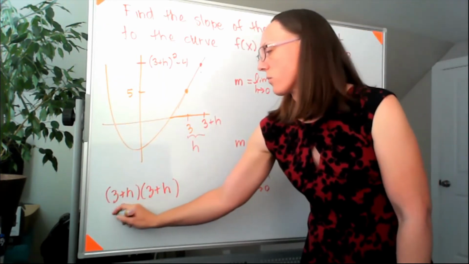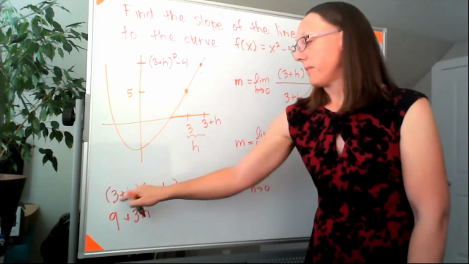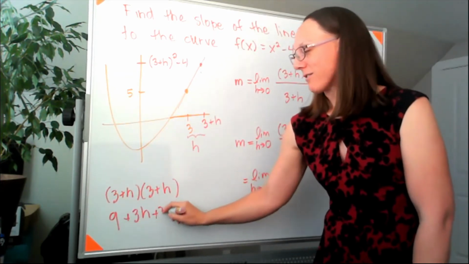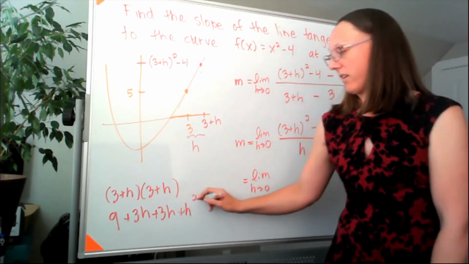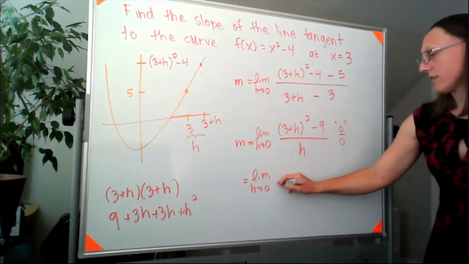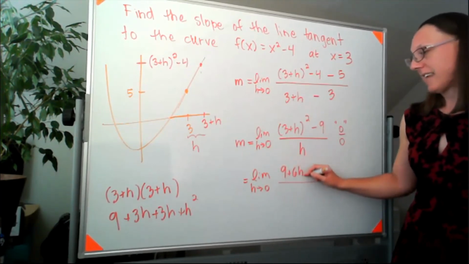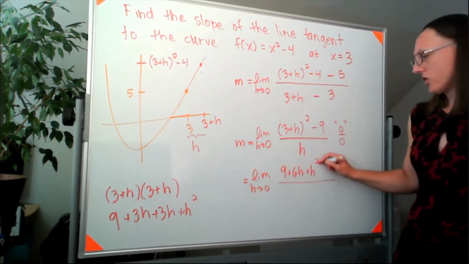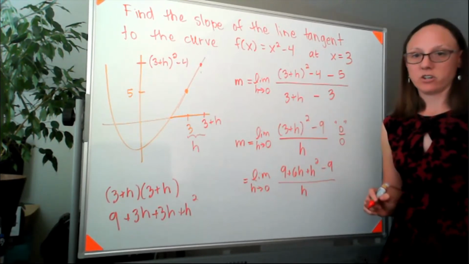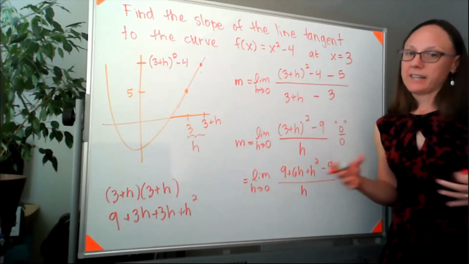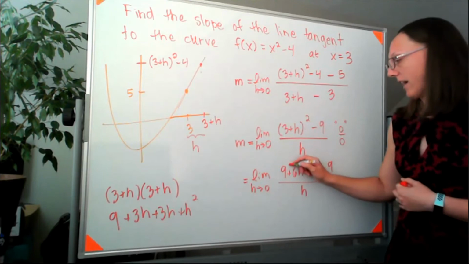So 3 times 3 will give me 9. 3 times h, I've got a 3h. The other 3 times the other h gives me another 3h, and h times h is going to give me h squared. So when I multiply out that top, I'm going to have 9 plus 6h plus h squared minus 9, and that whole thing is over h. I'm going to clean this up as much as I can, meaning that 9 and that 9 are going to cancel out.